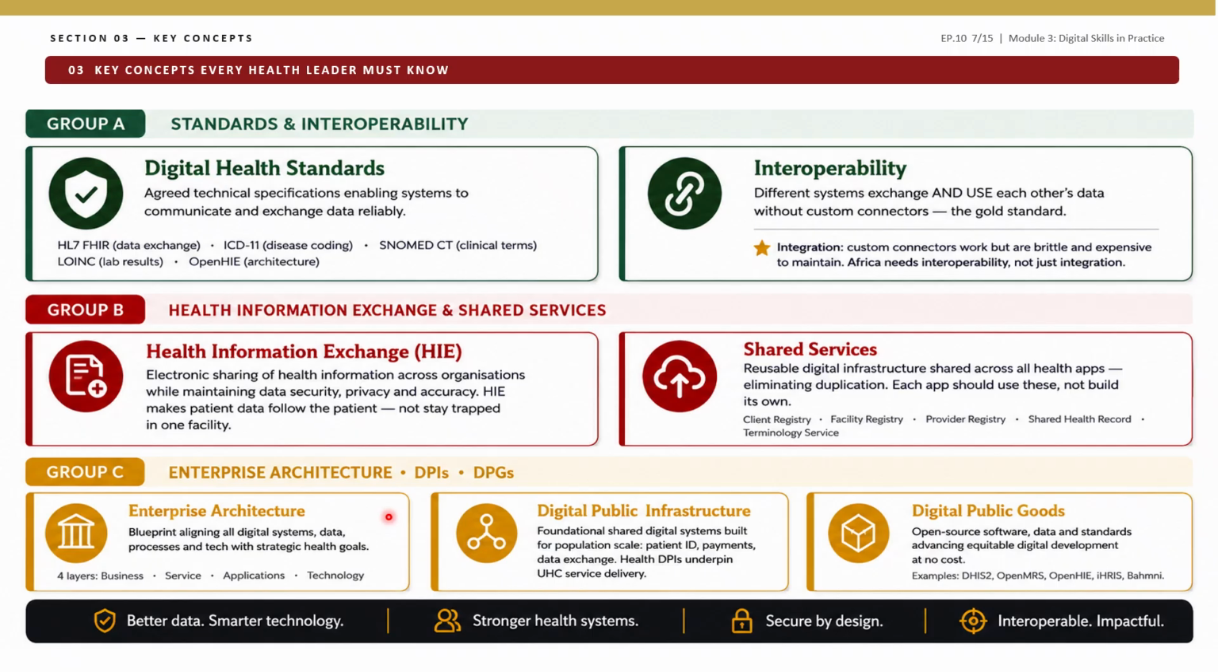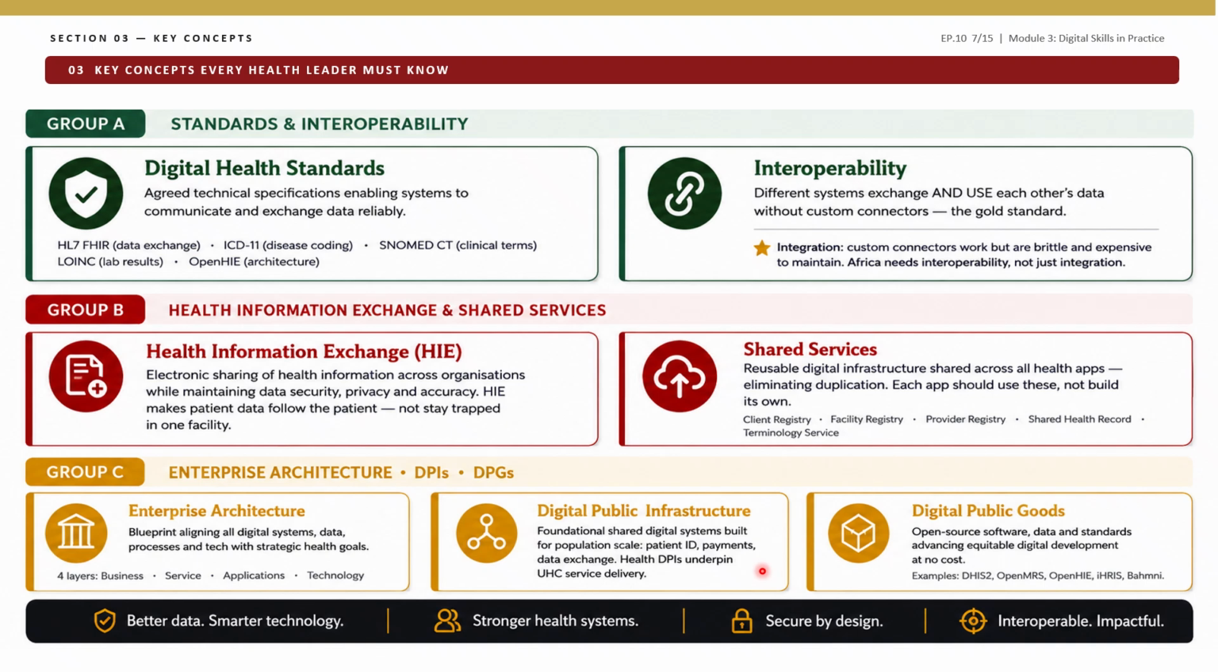Enterprise architecture. This is a blueprint aligning all digital systems, data processes, and technology with strategic health goals. It has 4 layers: business, service, applications, and technology.